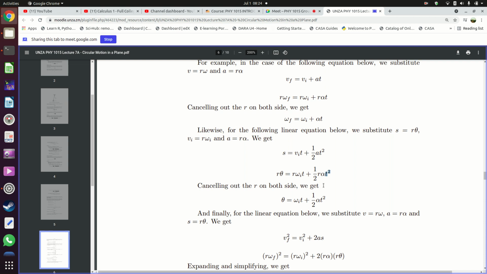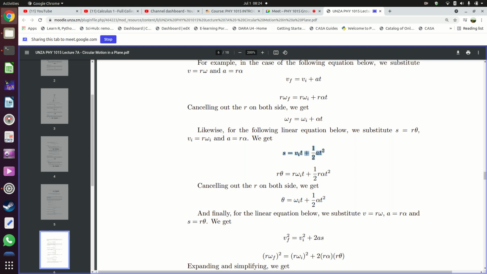Again, there is an r throughout, so you can factor out the r and cancel it. Cancelling out the r, you end up with theta equals omega i t plus half alpha t squared. You end up with this equation. This equation, theta equals omega i t plus half alpha t squared, is exactly this equation.